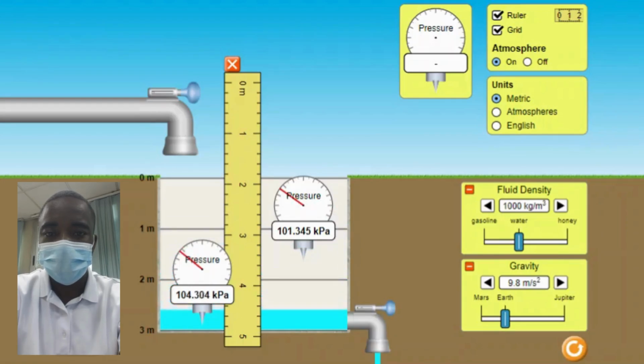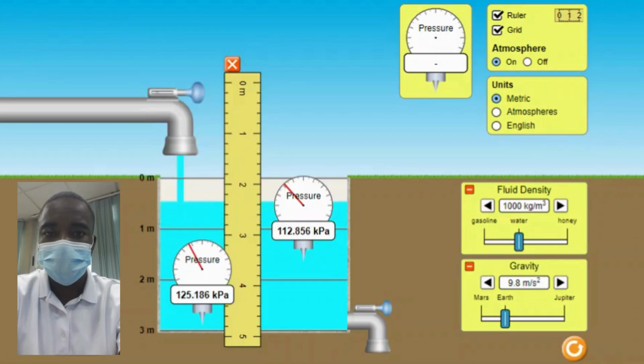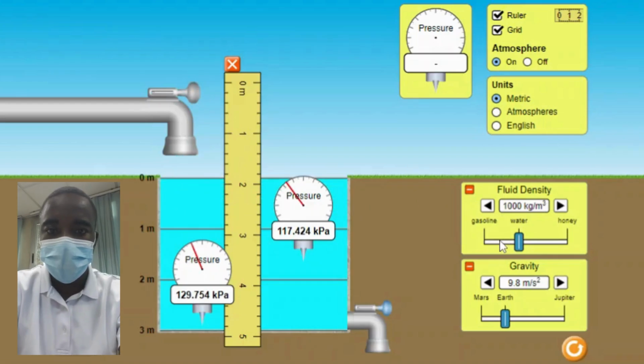Number 3. Container shapes. Students can explore different container shapes to observe how the shape of the container affects the distribution of pressure within the fluid. Number 4. Volume. The volume of the fluid can be adjusted to observe how changes in volume affect the pressure. Increasing the volume of the fluid increases the depth and, consequently, the pressure at the bottom of the container.